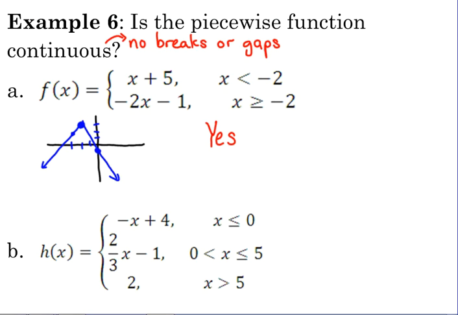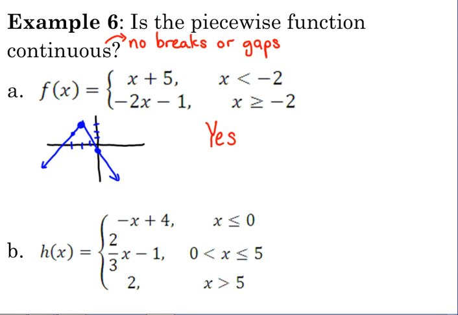What's the key? Where could the issue be with this? Where would the break or the gap occur if there were one? Where it changes from one function to another. So at the point of your inequality, in this case -2, that's where the question is. Is there a break? Is there a difference in the y value for the two pieces?